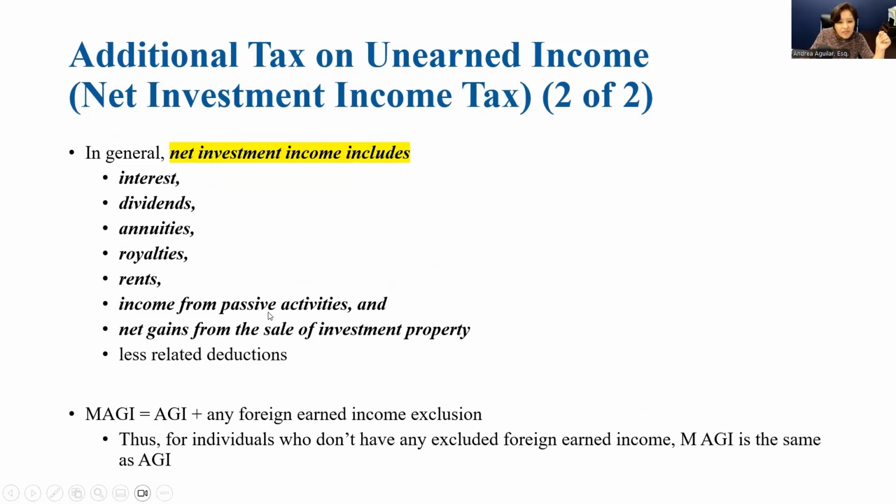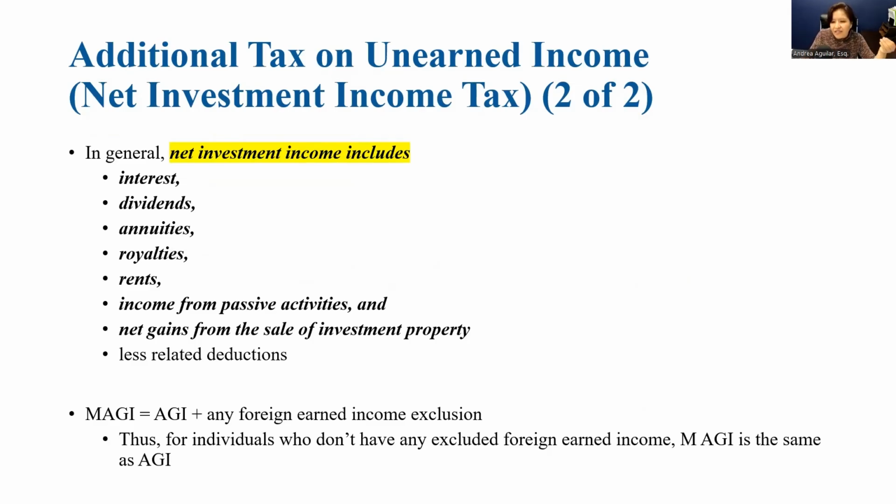Net investment income includes any passive income that you can think of: interest, dividends, annuities, royalties, rents, income from passive activities, and net gains from the sale of investment property. That's it. That's what your net investment income includes. So it is very easy to identify. Something that is not that easy to identify is MAGI. Why? Because MAGI has different definitions.